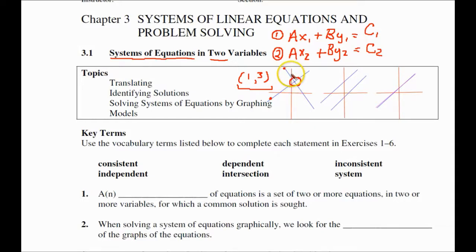Now, suppose we did a graph of example 1 here, and it was this line, and example 2, and we plotted it, and it was this line. What do you notice about these? Well, these lines are parallel. Will they ever intersect? And the answer is no. There will be no intersection. So the intersection is an empty set, or there's no solution, because these lines are parallel.